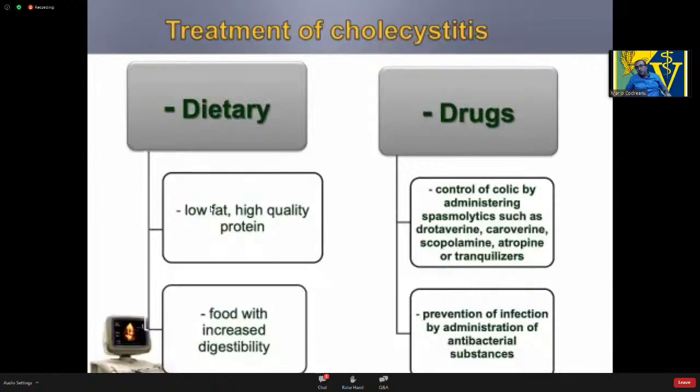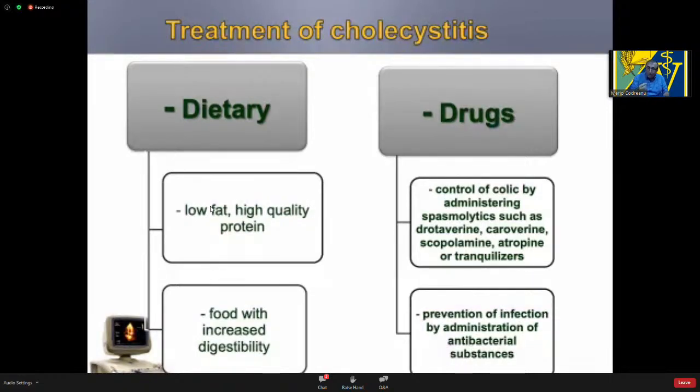Regarding the drugs, it's important to limit, reduce and control the colic from the cholecystitis using spasmolytic substances, recommending here NOSPA, spasmolytics such as drotaverine, caroverine, scopolamine, even atropine, or in severe cases even tranquilizers. The main spasmolytics, very common in Romania and probably not only there, are Spasmum and NOSPA, or Buscopan or atropine. You can use them without any problem in normal and recommended doses.